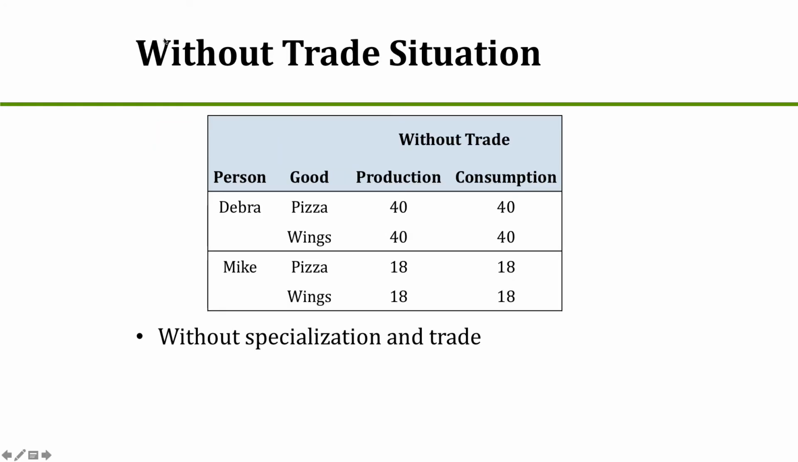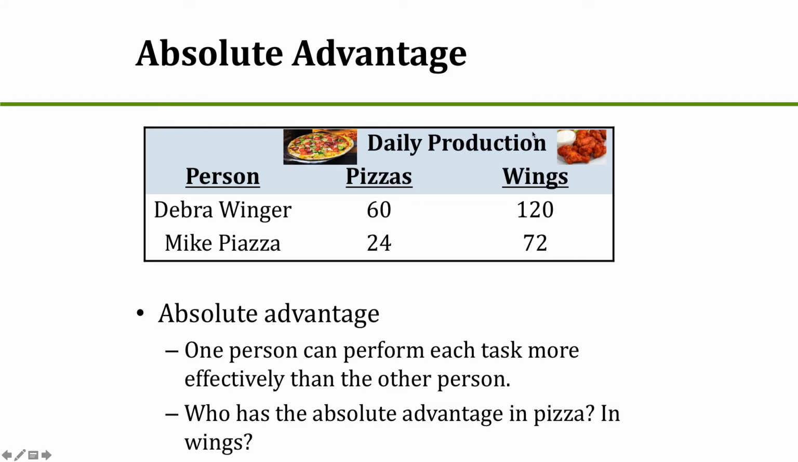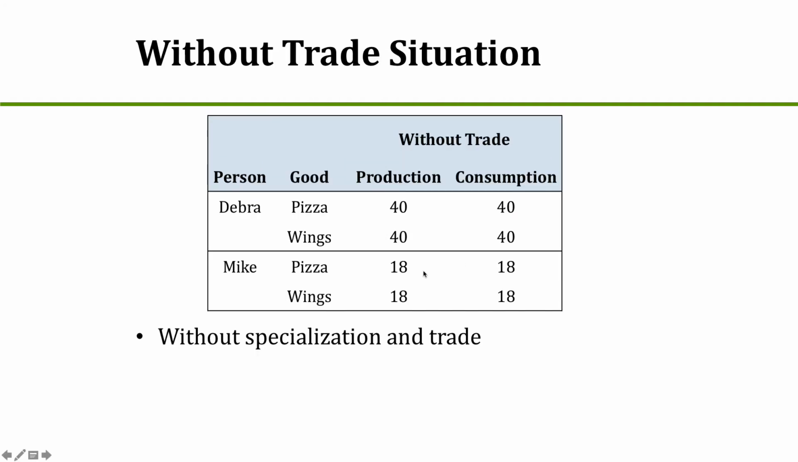So for now, I want to show you the without-trade situation. We know their production amounts are like this, but instead of staying on the extreme cases, I will assume that they are producing somewhere in the middle of their individual PPFs. That's why I say that Deborah is producing 40 pizza and 40 wings. And of course, since there is no trade, she has to consume whatever she produces. That's why she's consuming 40 pizza and 40 wings.